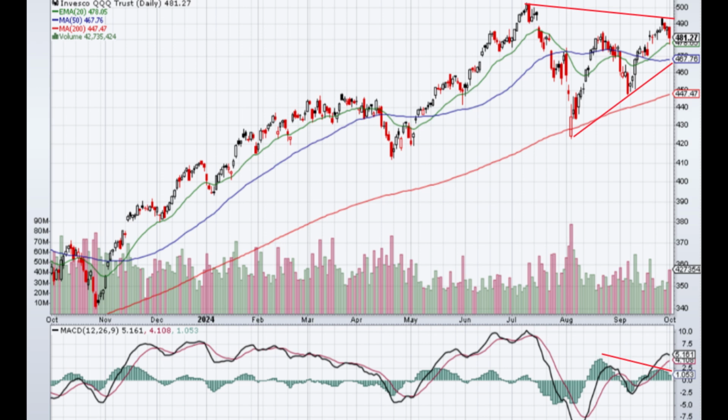For long positions, the initial target would be the recent high around $485 to $490. If QQQ can break through this resistance, the next target is the psychological level of $500. On the downside, short trades would target the 50-day SMA at $467 initially, and possibly the 200-day SMA around $447 if the downward momentum continues.